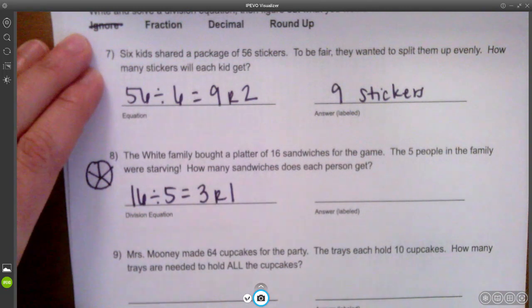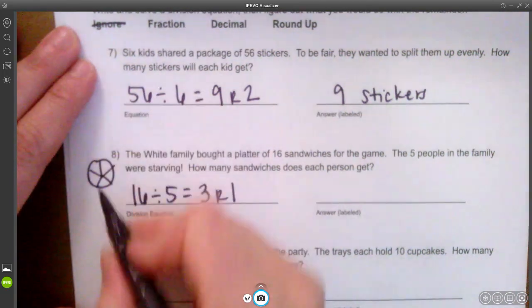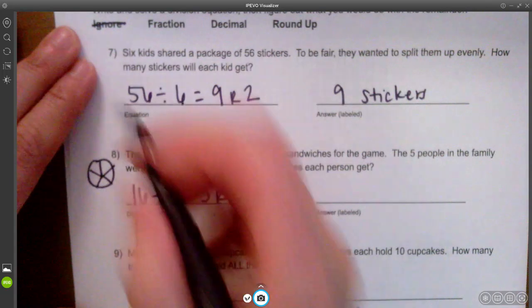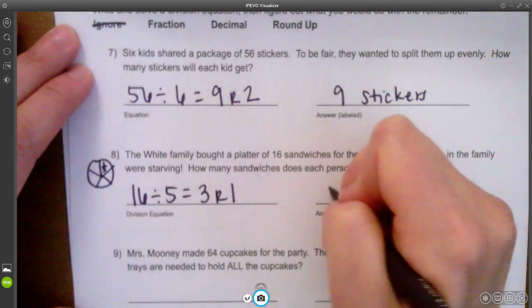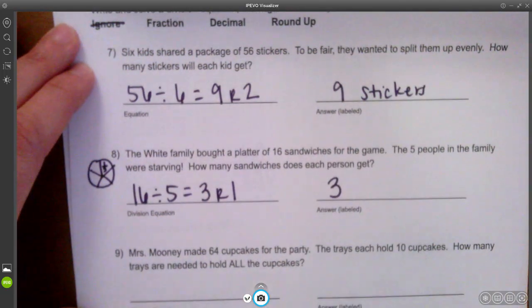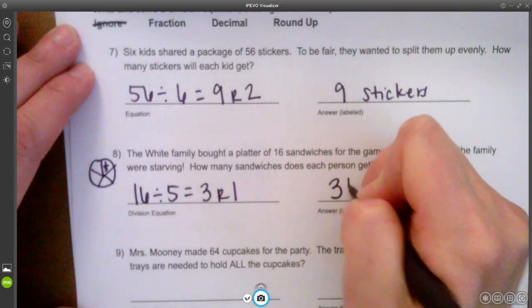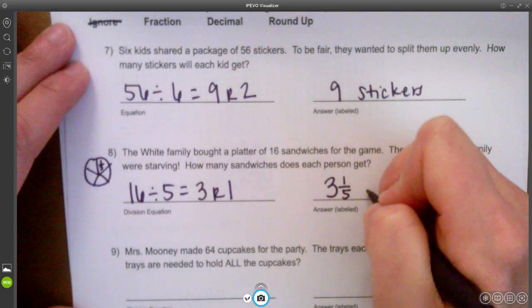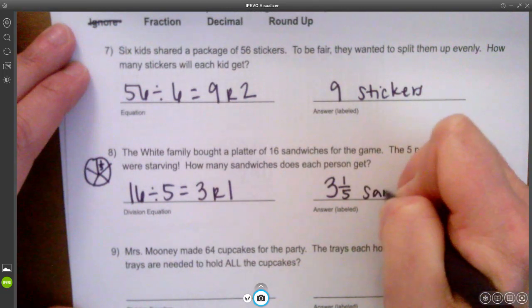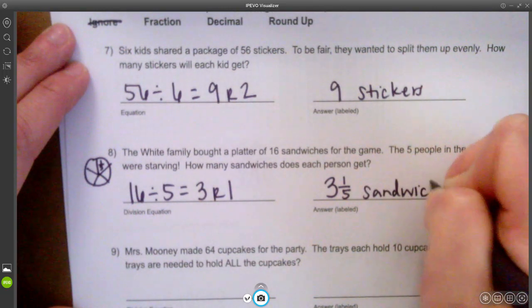All right. So I would say that each person would be 1/5 of the sandwich, right? This would be 1/5. All right. So everybody gets their 3 sandwiches and they get 1/5 of their next sandwich. Okay. So it's like a little bonus bite. 3 1/5 sandwiches. All right.